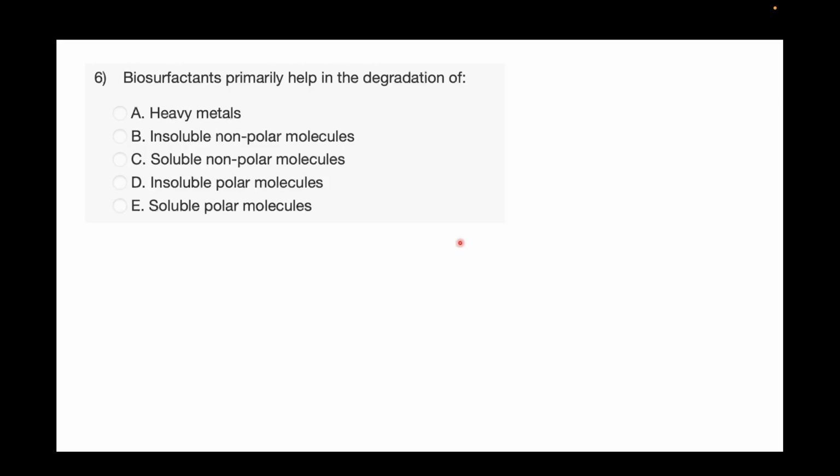Where would you use biosurfactants? And they primarily help or are designed to target which class of pollutants? Okay, let's wait for a minute and collect some answers. I'll be quickly back to this question.